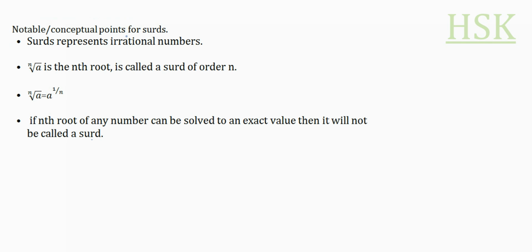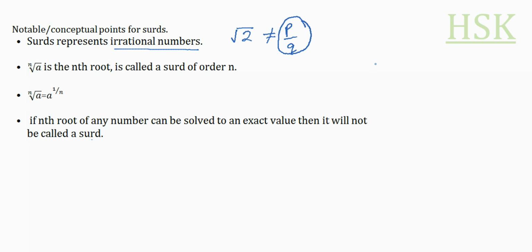Notable and conceptual points about surds. Surds represent irrational numbers, because anything like root 2 cannot be expressed in the form of p upon q, or they do not have any exact value, so they are irrational numbers. We know that rational numbers have exact values, or can be represented in the form of p upon q.